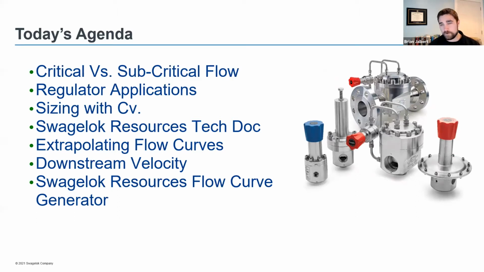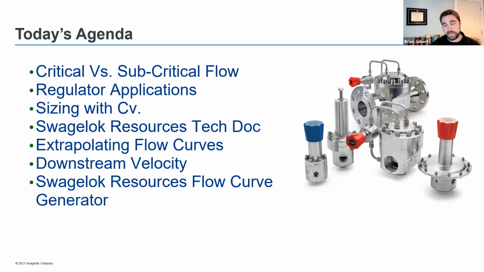Today we're going to go over some of the other topics that weren't covered in the first Tech Talk. Then we're going to go over some common applications where regulators are sized incorrectly because we're not given enough information. And then we're going to start showing you why we don't like to size regulators using the Cv rating. I'm going to go through a few examples that really demonstrate why that doesn't work out. And then I'm going to show you how to use the flow curves to their fullest capabilities and how to interpolate some of the curves.